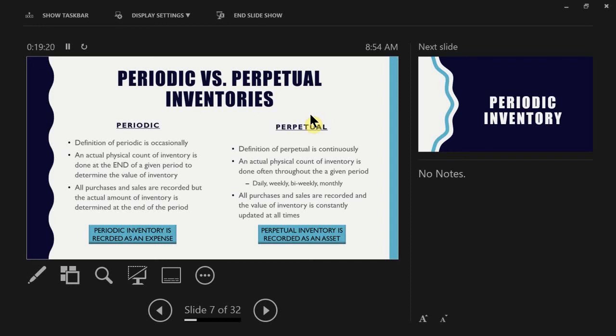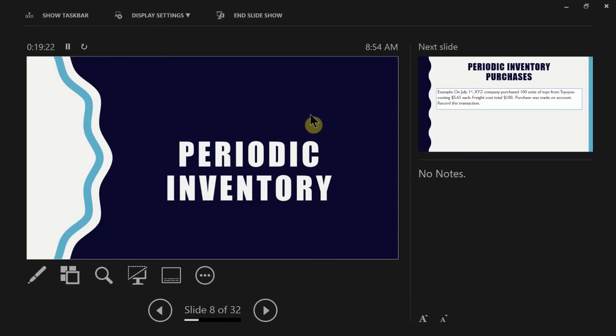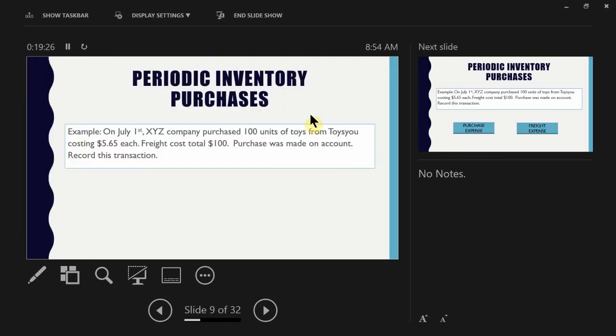Okay, then let's go ahead and move on. So now we're going to be talking about periodic inventory and how it is when we actually make our purchases. So here's a good example right here. Example number 1. On July 1st, XYZ company purchases 100 units of toys from Toys U.